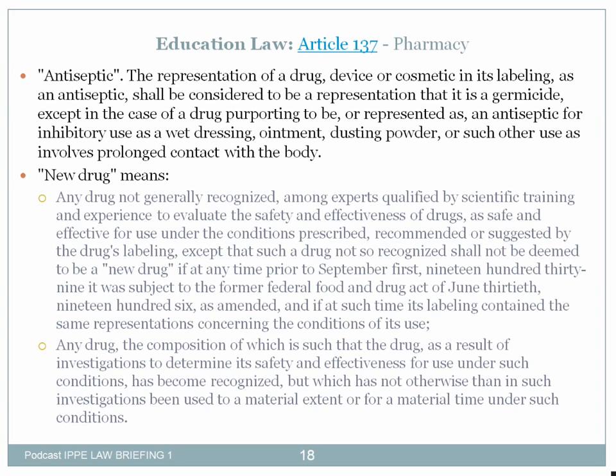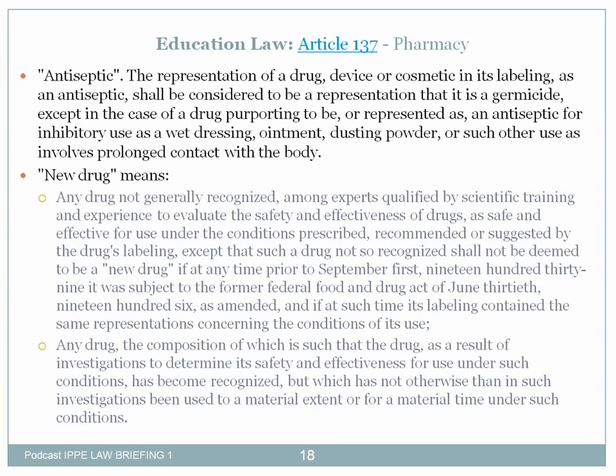Antiseptic: the representation of a drug, device, or cosmetic in its labeling as an antiseptic shall be considered to be a representation that it is a germicide, except in the case of a drug purporting to be or represented as an antiseptic for inhibitory use as a wet dressing, ointment, dusting powder, or other such use as involves prolonged contact with the body.